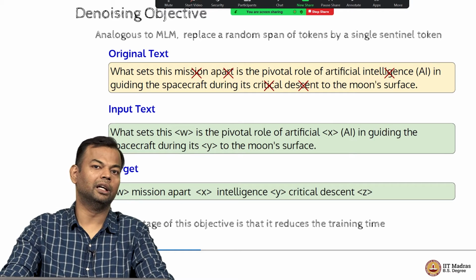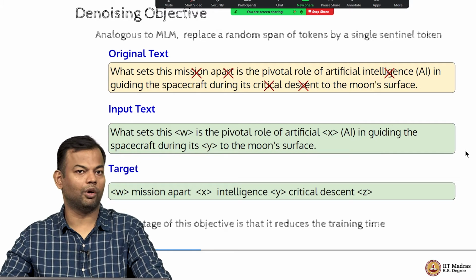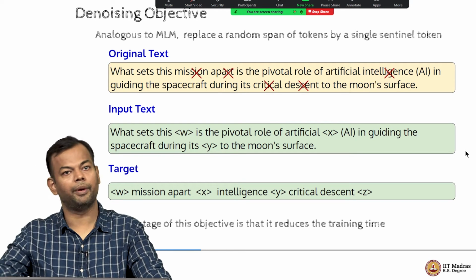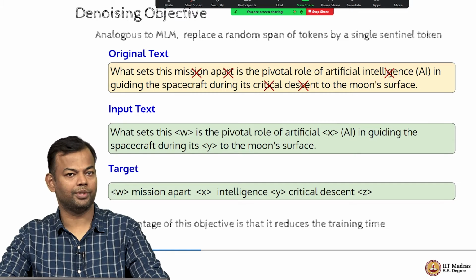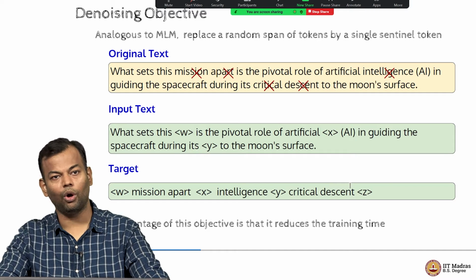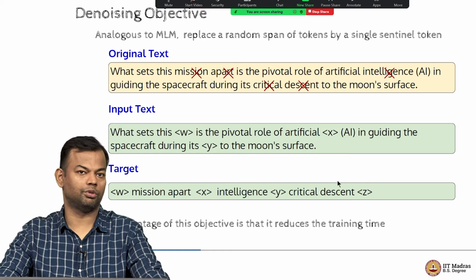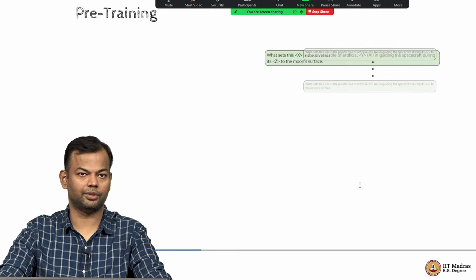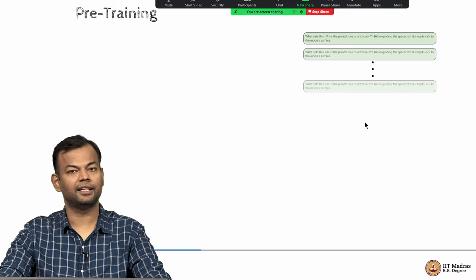So this is the denoising objective as compared to the masked language modeling objective, or as compared to the causal language modeling objective. With the causal language modeling objective, I would have had to generate all the tokens, but here I'm just generating the noised-out tokens, right? So that's the difference. Okay, so at the time of pre-training, you have many such sequences.